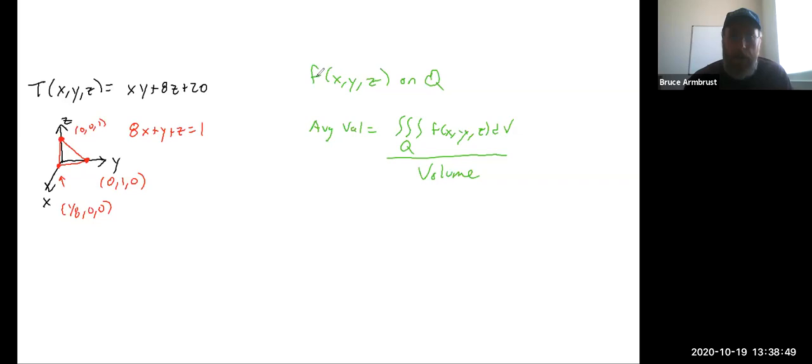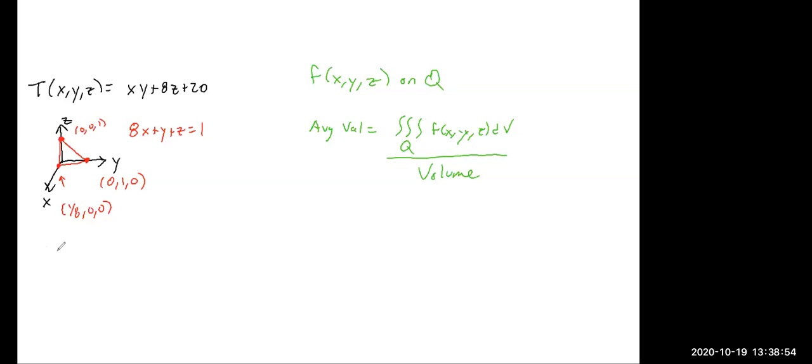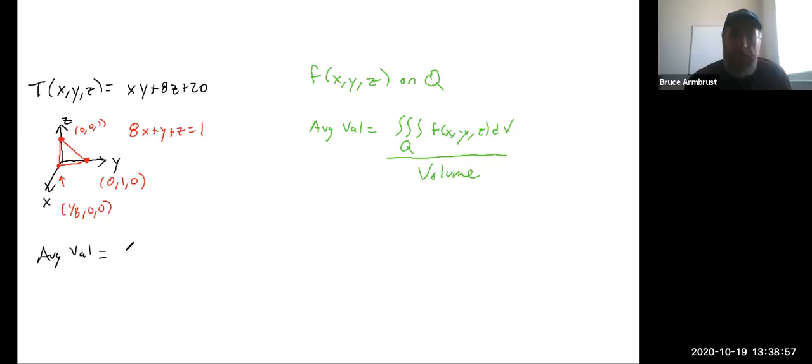All right, so we ready to start setting the sucker up? Yeah. Okay, so our average value is going to equal the triple integral of xy plus 8z plus 20. I'm going to go ahead and do, again, dz, dy, dx, because why not? So in terms of z's, again, the floor is the xy plane. The ceiling is this plane, which if I solve for z, is 1 minus 8x minus y.